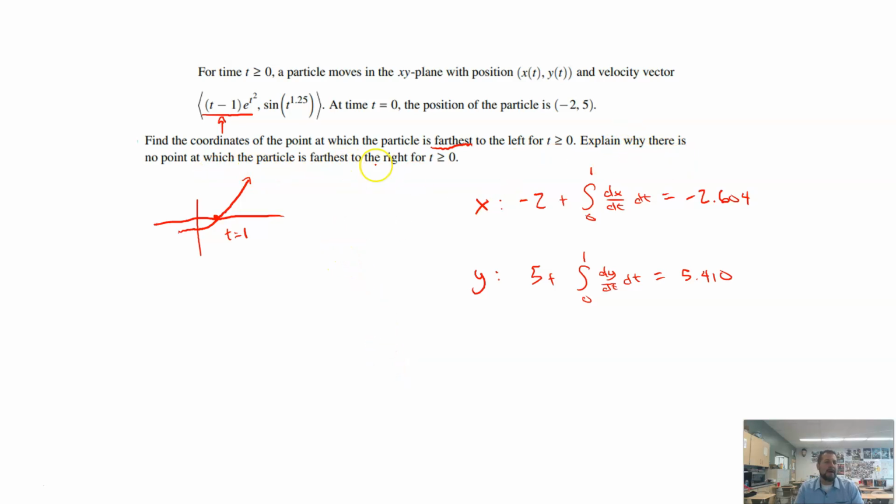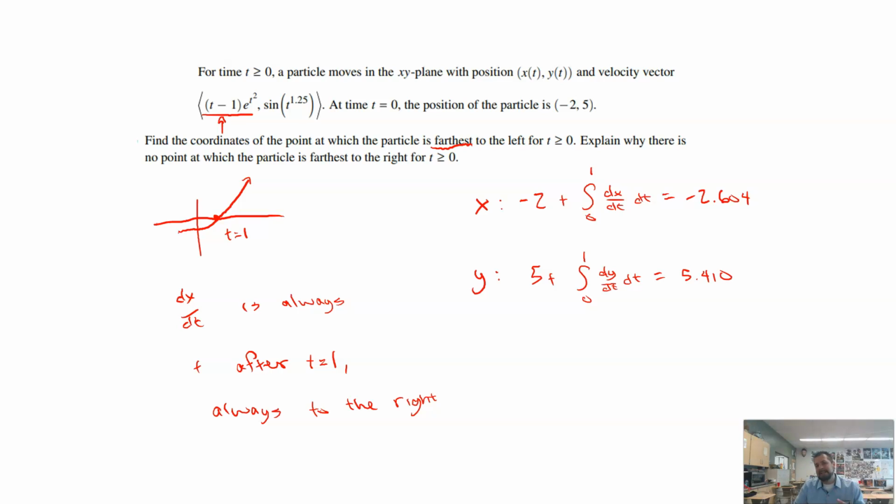Then I have to explain why there is no point at which the particle is farthest to the right. The easiest way to understand that is because dx/dt is always positive after time equals 1, which means the particle continues to move to the right forever after time equals 1. So it's always moving to the right, which means there is no furthest point to the right. There are a lot of different ways you could write that, as long as you indicate that dx/dt never crosses the x-axis again and is always positive after that point. You will get all the points on that one.